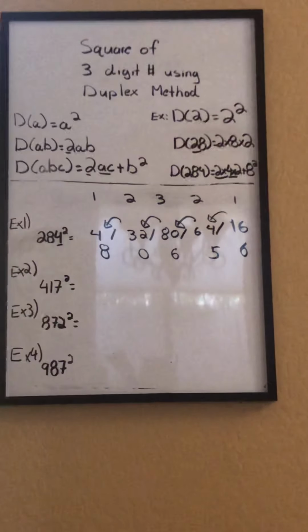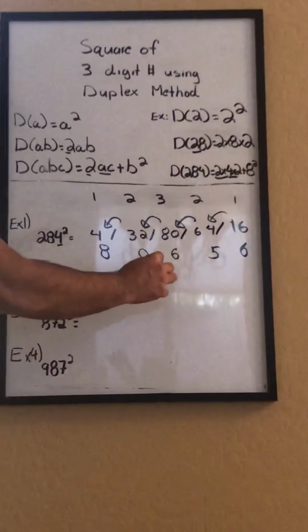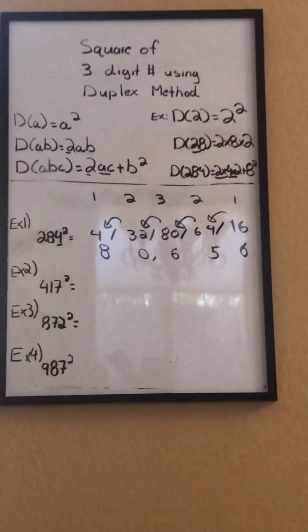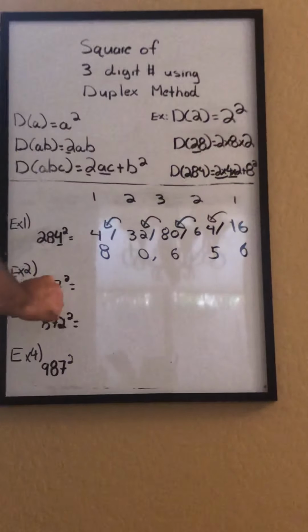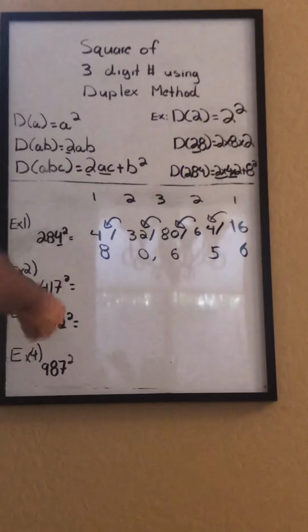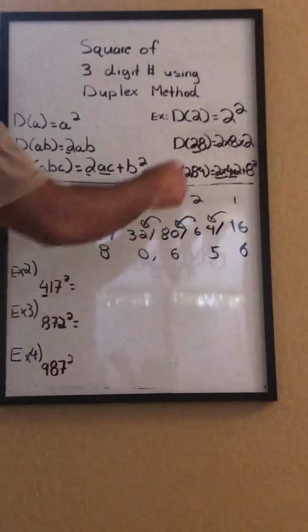So my final answer is 80,656. Okay? Let's move on to the next example. So I start from the left, and I start with this number right here. The duplex of 4 is just 4 times 4, 16.